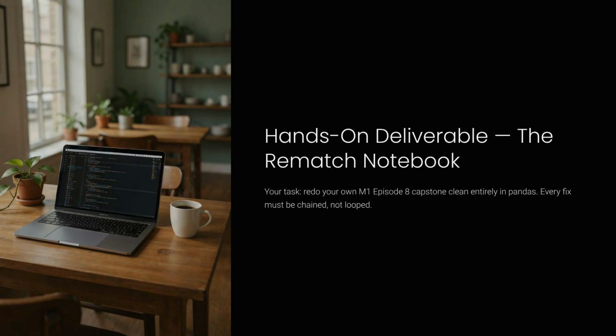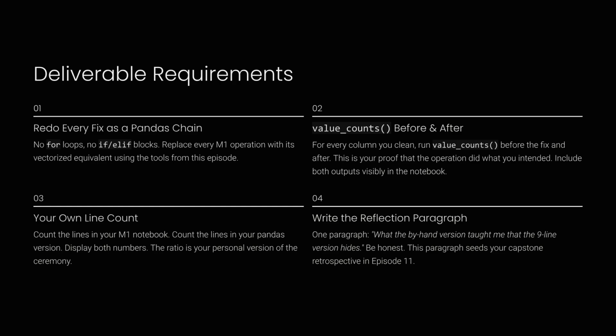Now it's time for your hands-on deliverable, the rematch notebook. Your task is to redo your entire M1 Episode 8 capstone cleaning project using only Pandas. Every fix must be performed as a single chained operation, avoiding any loops. The requirements are clear. Replace every manual loop and conditional block with vectorized Pandas operations. For every column you clean, provide value counts both before and after to prove your changes worked. Finally, compare your line counts and write one reflection paragraph on the value of this exercise.